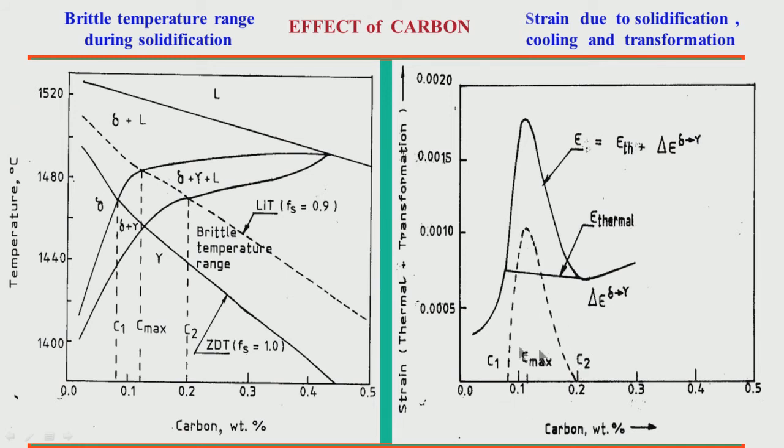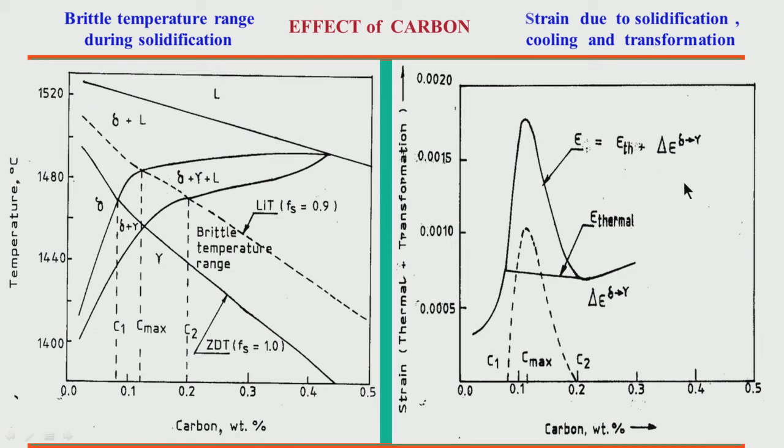So, if we add the transformation strain with the thermal strain, the actual curve looks like this. This is the transformation strain, dotted, this was the thermal strain, and when these two are added we get this one, this peak. So, just look at what is happening at C max, or around 0.1, we have a very high strain. This transformation strain is adding to the thermal strain. So, we have a relatively very high strain around say 0.1% carbon.